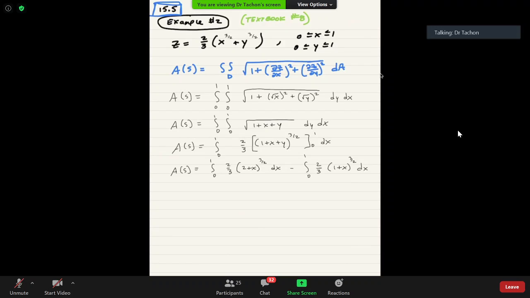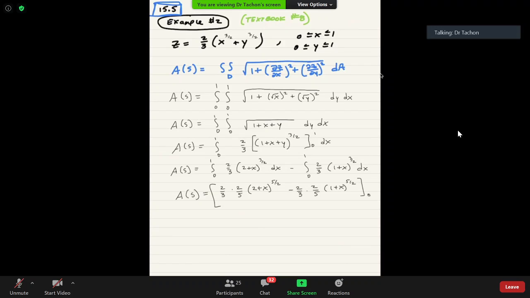So, and then integrate each piece. So use substitution, but u is 2 plus x or 1 plus x, so du is just dx, so you're just integrating. So just be careful, right? So you got the 2/3. And then we want to integrate 3/2, so it's going to be times 2/5 times the quantity to the 5/2 for this one. Okay. Minus, you have 2/3 already. Okay. And then you're integrating this, so it's going to be times 2/5, 1 plus x to the 5/2 here.